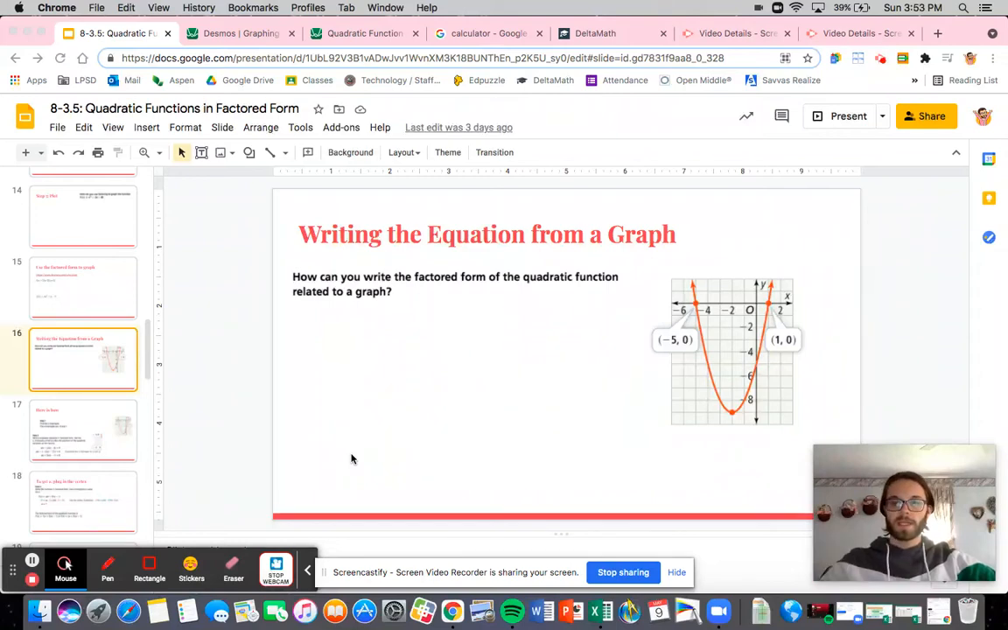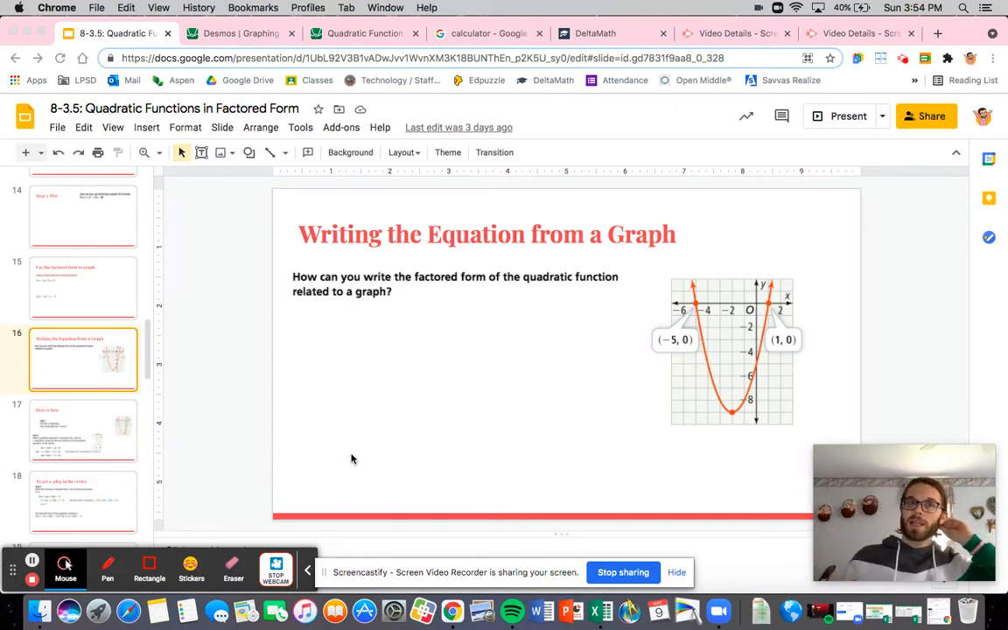Hi everyone, just wanted to take a minute to talk a little bit about how to write a quadratic function in factored form based on a graph. And then we will work a little bit on converting between factored form and standard form. So ultimately, what you can do if you are given a graph and are asked, what is this equation? The best thing about factored form is it is super easy to write based off the graph.